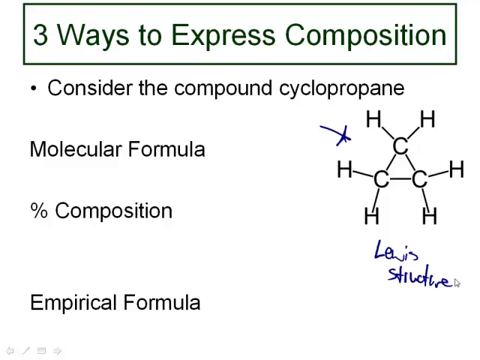If we look at this Lewis structure for cyclopropane, we're going to see that we have 1, 2, 3 carbons, and if we count them, 1, 2, 3, 4, 5, 6 hydrogens. One molecule of cyclopropane contains 3 carbons and 6 hydrogens, so we could write the molecular formula like this. It is C3H6. That tells me that in one molecule of cyclopropane, there's 3 carbons and 6 hydrogens.